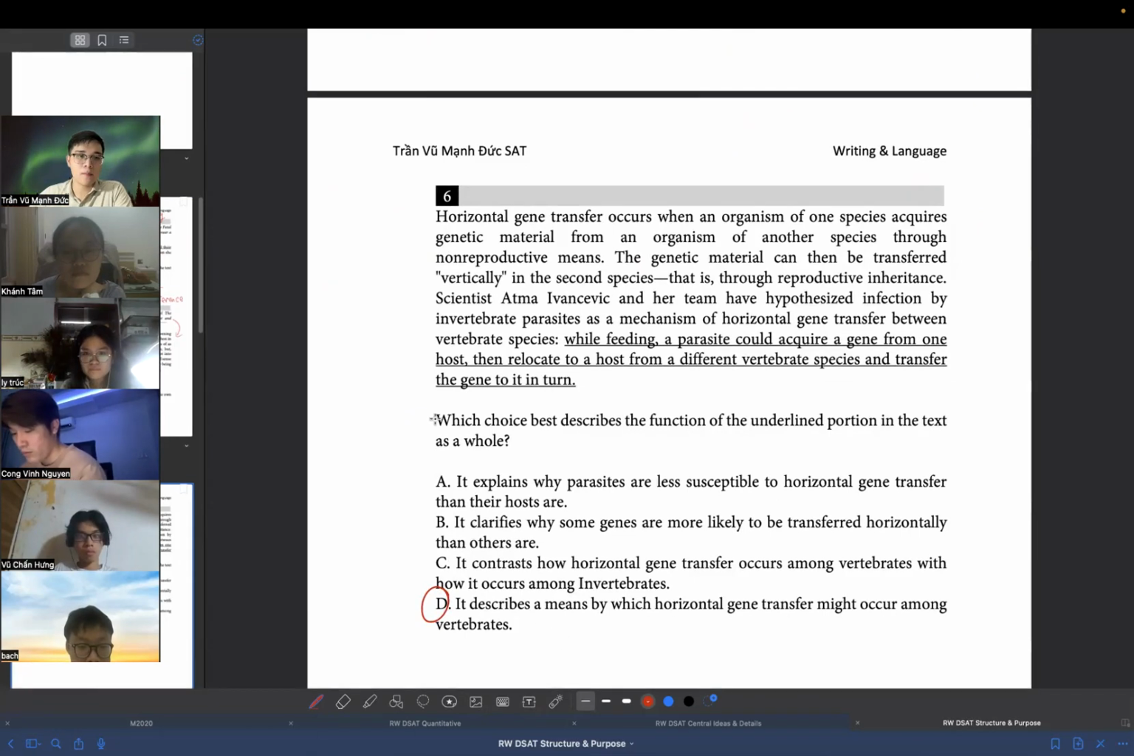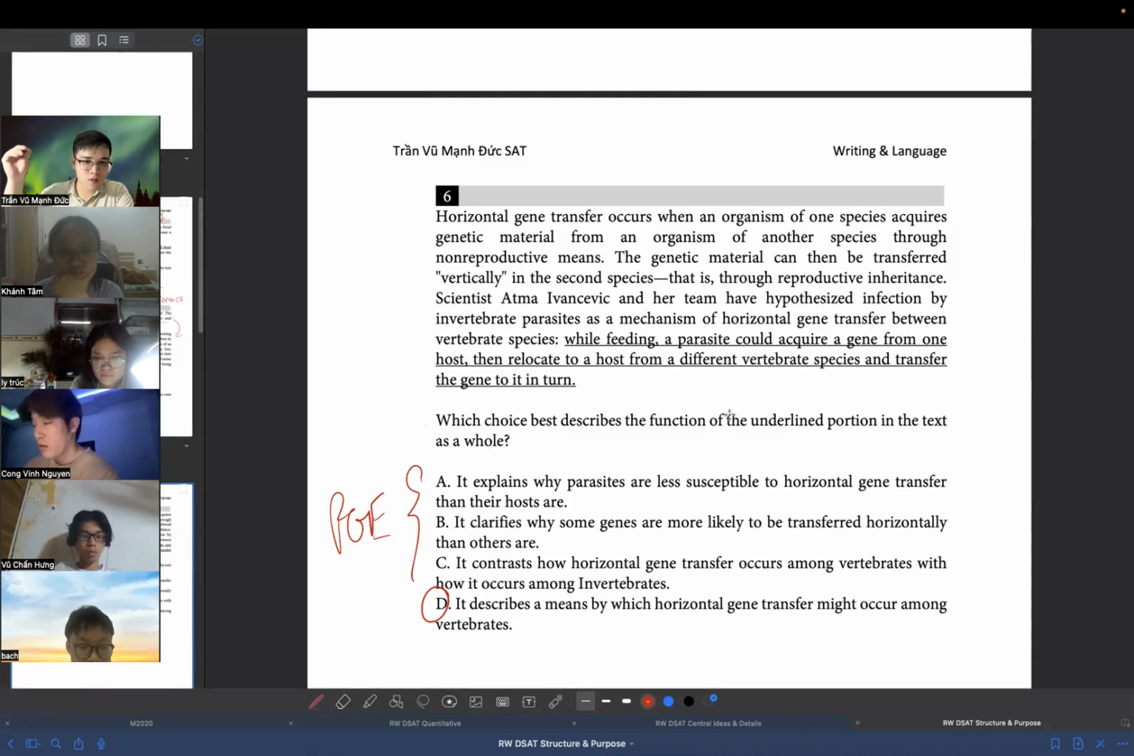Why did you choose D? Because I eliminate the 3 other choices. I eliminate A because the underline doesn't mention that. Let's start from top to bottom: A, B, and C. Why is A wrong? Because the underline in the paragraph doesn't mention why the parasite is susceptible to horizontal gene transfer.